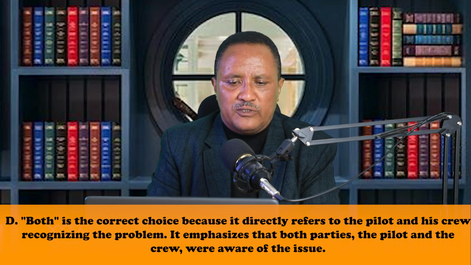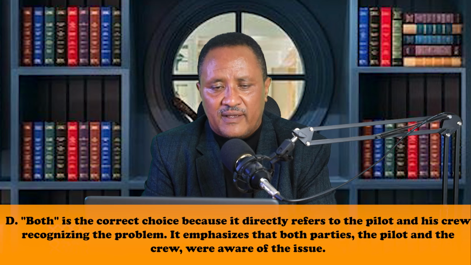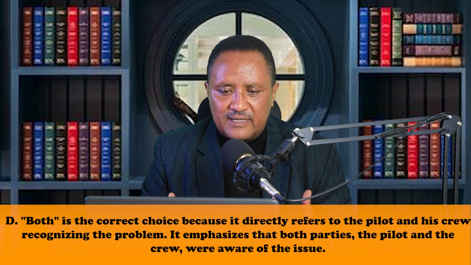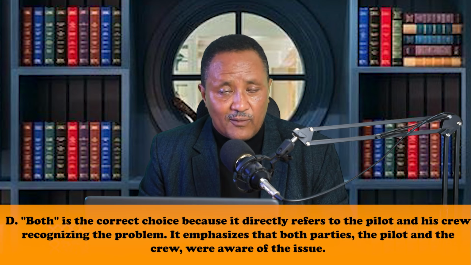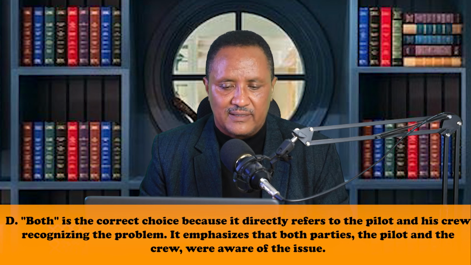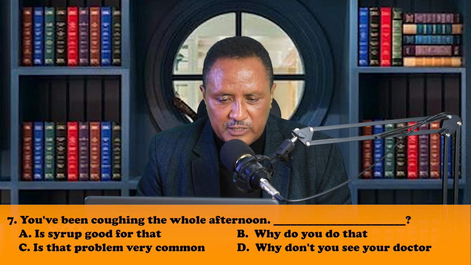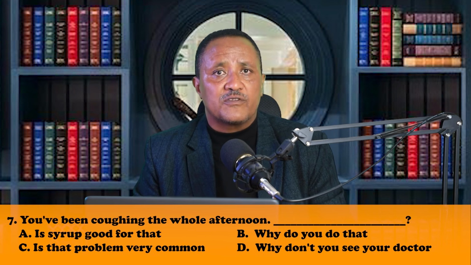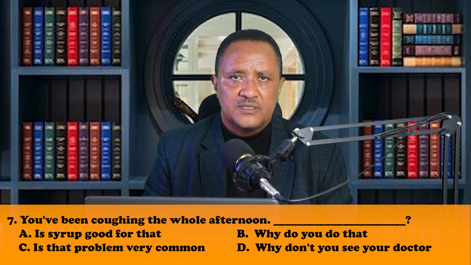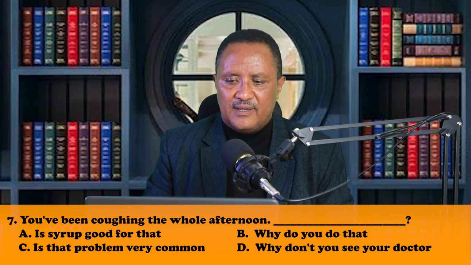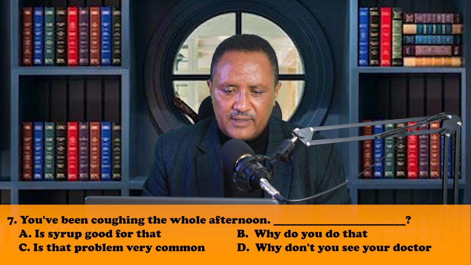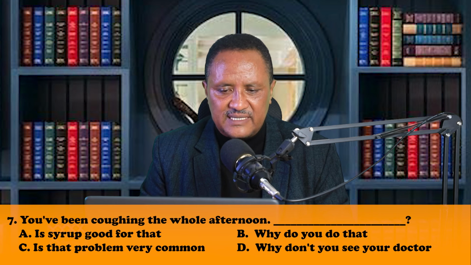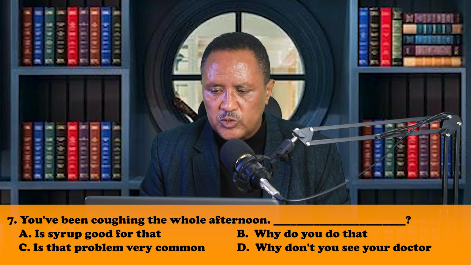Whenever we are going down the ladder, we find question number 7. I think, students, you are getting what I'm trying to clarify somehow more clearly, right? I suppose, at least I assume that. When we are coming to question number 7, it says like this: you've been coughing the whole afternoon, dash, question mark. A, is syrup good for that? B, why do you do that? C, is that problem very common? D, why don't you see your doctor?